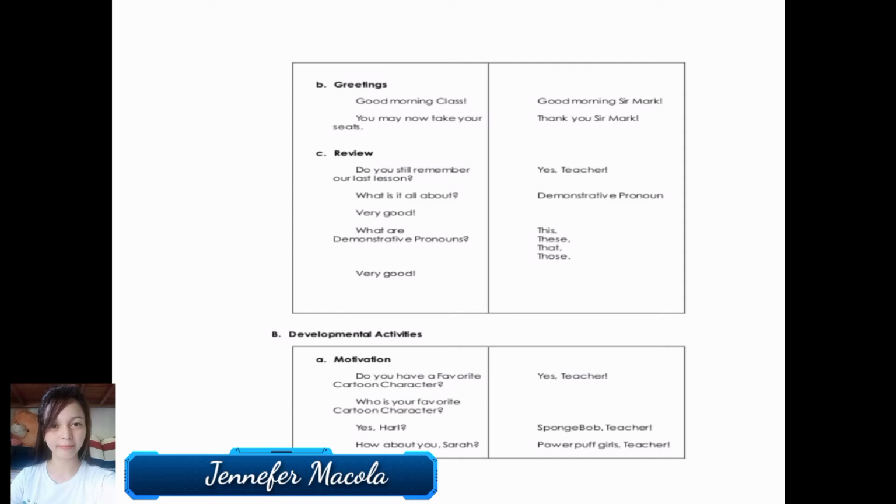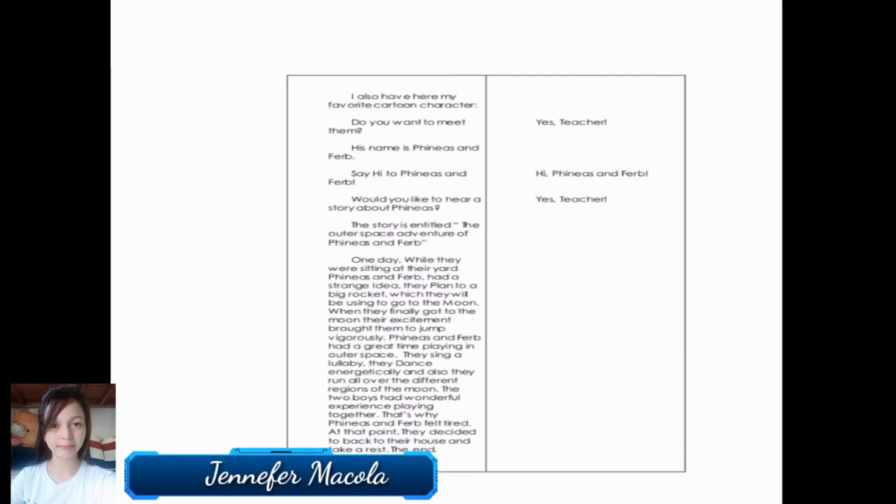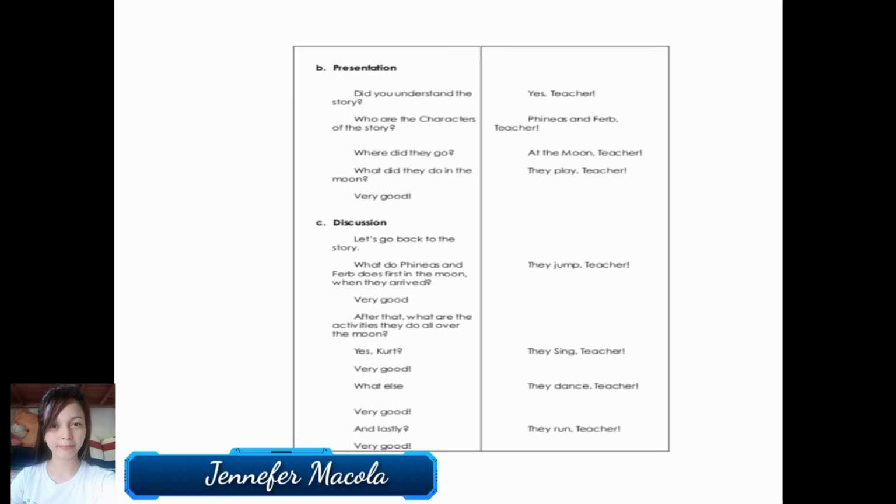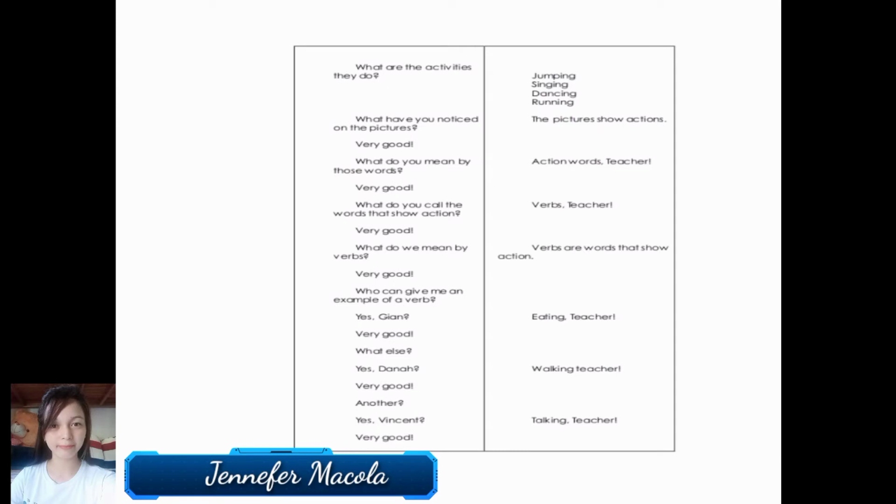After preliminary activities are the developmental activities. First is motivation. The teacher motivates the students. He asks if they have a favorite cartoon character. Then the teacher reads the story. Under motivation is presentation. The teacher asks if they understand the story. The next is discussion. The teacher starts to discuss the story, then asks questions to the students.